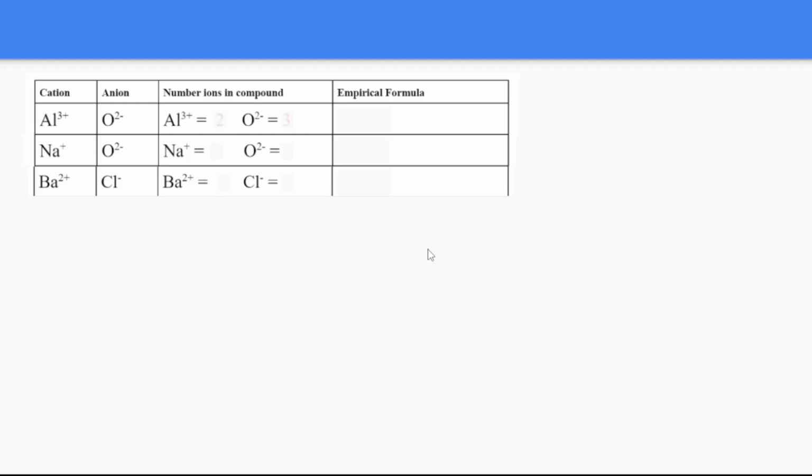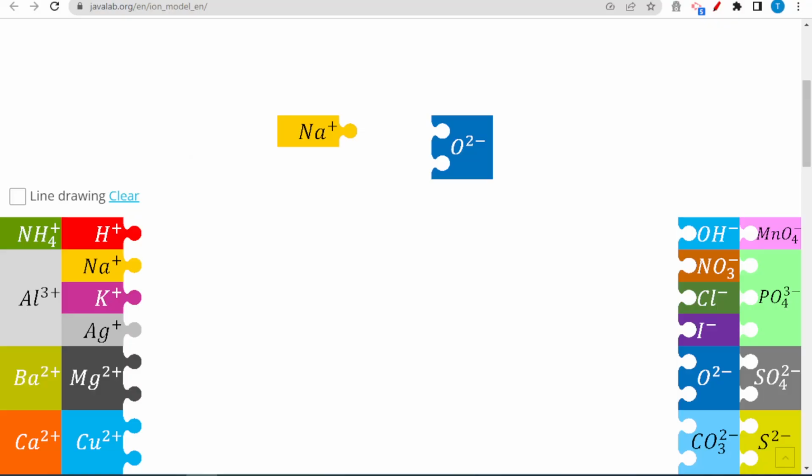So again, it was 2 aluminum and 3 oxygen. So we take the number of each and we use that to write the formula. So the formula is Al2 because there were 2 aluminum, O3 because there were 3 oxygen. In the next example, sodium and oxygen.